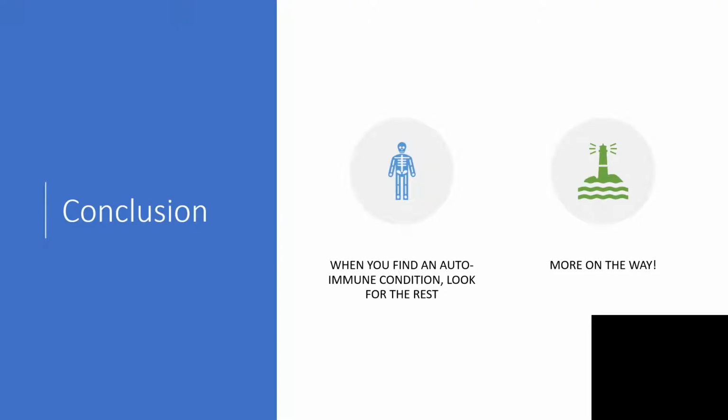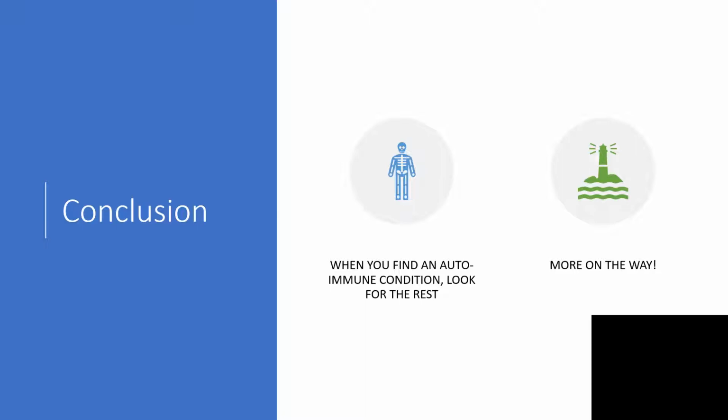In conclusion, when you find an autoimmune condition, look for the rest. For example, we are dealing with ankylosing spondylitis here, and part of the extra-articular manifestations was ulcerative colitis. Imagine that, and aortitis leading to aortic regurgitation, and amyloidosis. Now, I would be suspicious. What is happening to the glucose there? Is the pancreas now being affected?